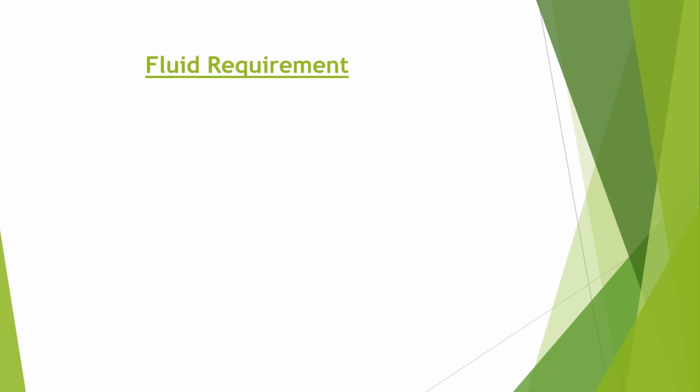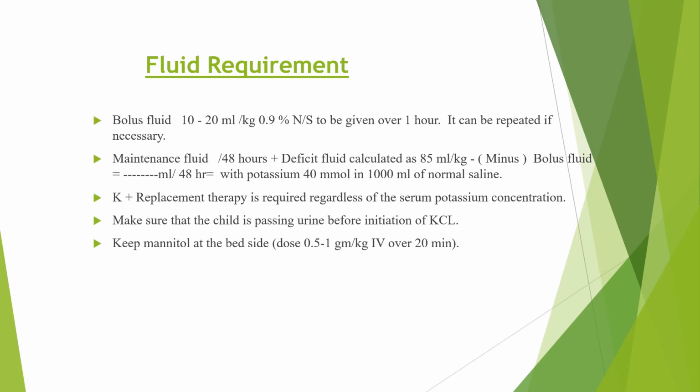The first component of DKA management is fluid requirement. A bolus of 10 to 20 ml per kg of normal saline to be given over 1 hour is needed, and it can be repeated if necessary. The maintenance fluid for 48 hours is calculated, and we add it to the deficit fluid, which is calculated as 85 ml per kg, considering 8.5% dehydration. We subtract the bolus, and after adding deficit plus maintenance fluid for 48 hours, we divide it by 48 hours with 40 millimole potassium in each 1000 ml of normal saline, and we administer this fluid over 48 hours.